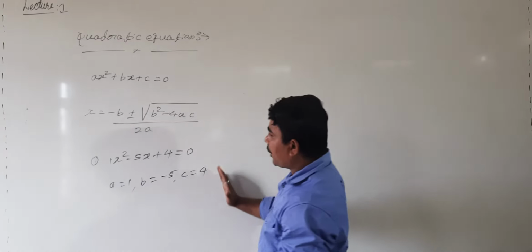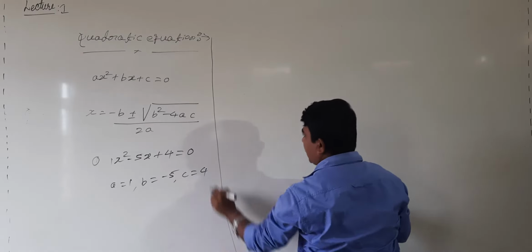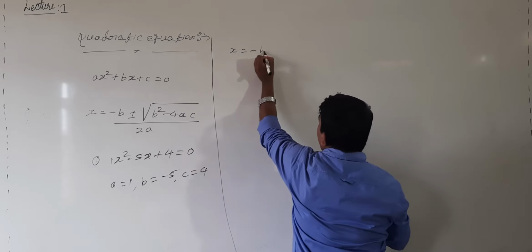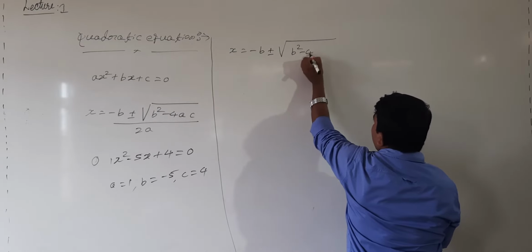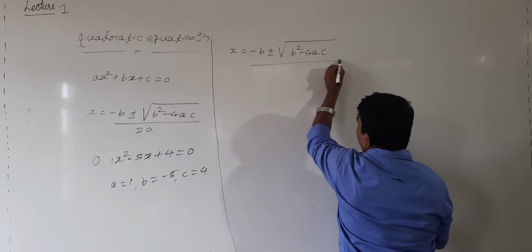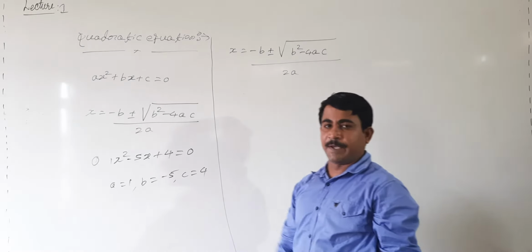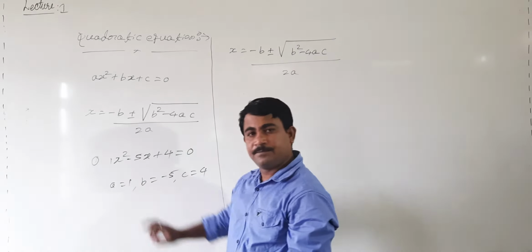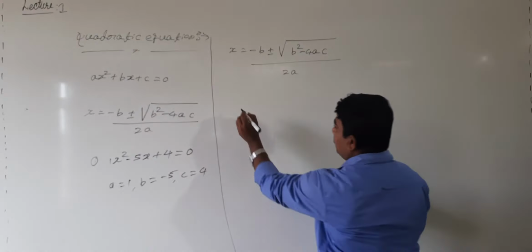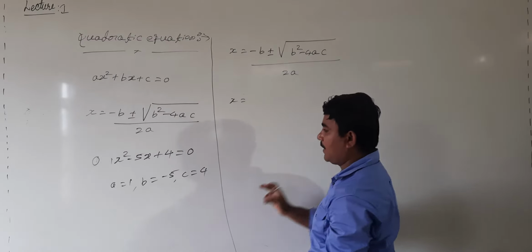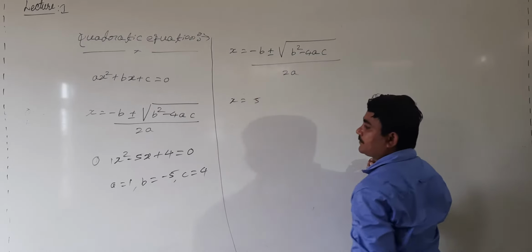Now the solution of quadratic equation can be written by this formula. What formula did you get? See here. x equal to minus b plus or minus under root of b square minus 4ac, whole divided by 2a. Right. How to solve the value of x here? Let us say a equal to 1, b equal to minus 5, c equal to plus 4. x equal to minus b, that is minus into minus 5, which becomes plus 5, right?